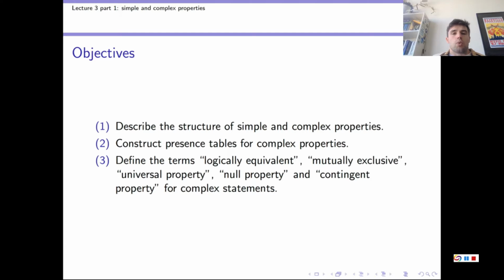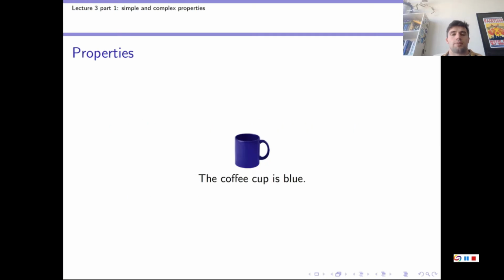Recall from Lecture 2 Part 1 that a characterizing expression characterizes the thing that's being referred to in a statement. Another way of saying this is that the characterizing expression ascribes a property to the thing that's being referred to. Properties then are just the predicates we met when we talked about characterizing expressions. So if we think back to this example, the coffee cup is blue. We said before that the characterizing expression here is blue. Another way of saying that is that the characterizing expression ascribes the property, or the one-place predicate, blue, to the thing it refers to, the coffee cup.